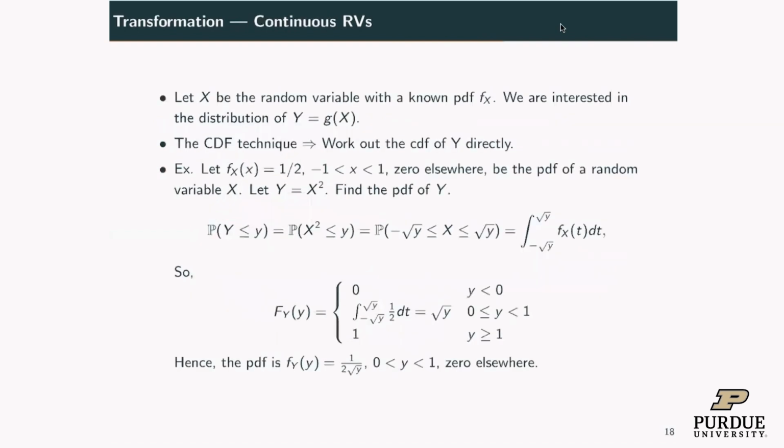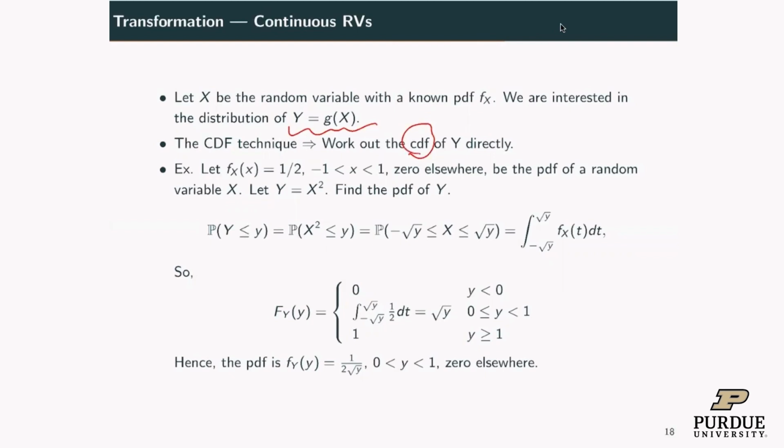For the continuous case, it's more involved. For example, let x be a random variable with a known PDF f_x. So I know all the distribution for x. Now I want to know what's the distribution for y. There are two different techniques we can use. One is called the CDF technique. CDF technique means we need to work out the CDF of y directly. Just work out the CDF. So this is a very general technique.